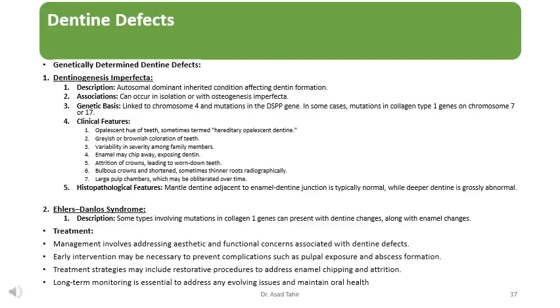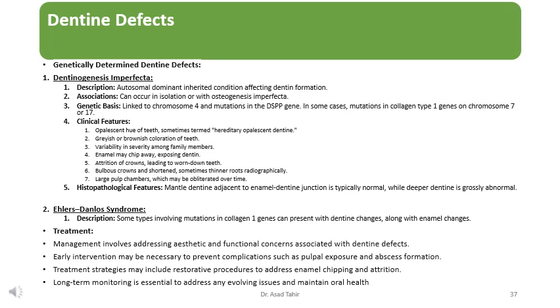Dentine defects. Genetically determined dentine defects. Dentinogenesis imperfecta. Description: autosomal dominant inherited condition affecting dentin formation. Associations: can occur in isolation or with osteogenesis imperfecta.